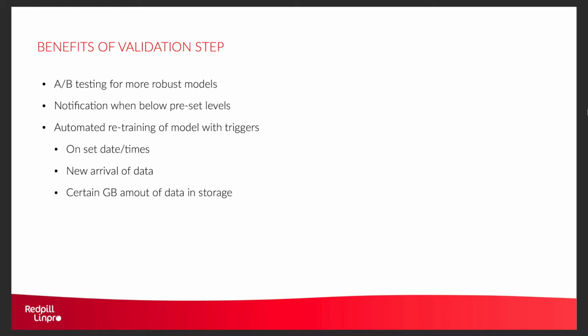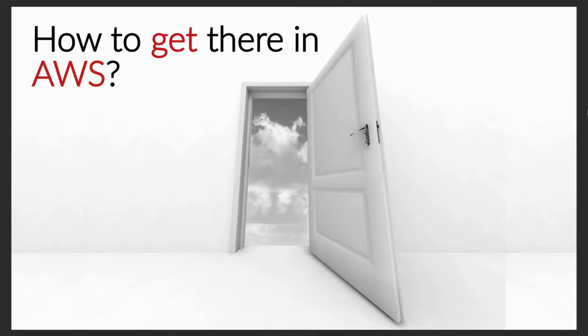And now we're coming into what Yngve is going to talk about. Because when you have this automated retraining of models with triggers, as I said, you could set this on, for example, a date or a time, but you can also do it when there's new arrival of data. If you have a kind of batch delivery of data to your storage, you could do it whenever there's a new arrival. You could also have it so that when there's a certain gigabyte amount of data in storage, then train. But all this, and an example of one of these, Yngve will talk about now. So I'll just hand over to you, Yngve. How do you actually get there in AWS?